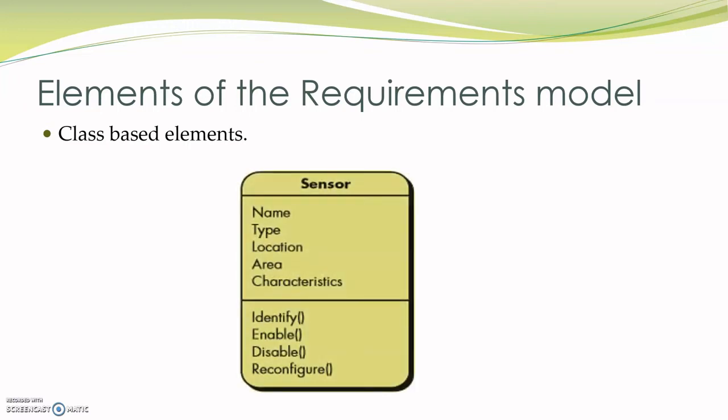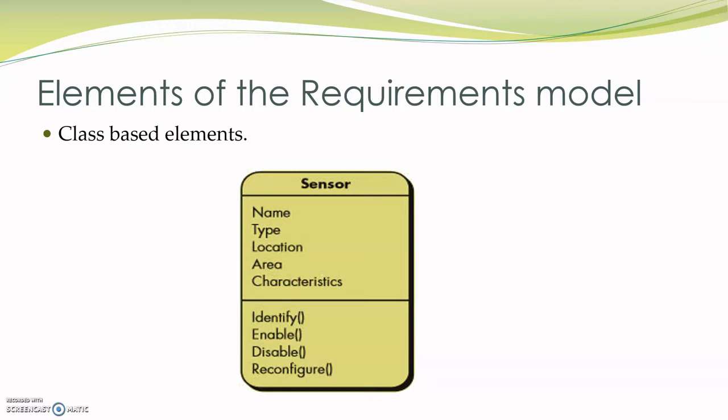This is a class. We have a class name, then attributes and functions. The figure shows the UML class diagram, which depicts a sensor class for the same SafeHome security function. The diagram lists the attributes of sensors: name, type, location, area, and characteristics, and the operations, that is identify, enable, disable, and reconfigure, that can be applied to modify these attributes.